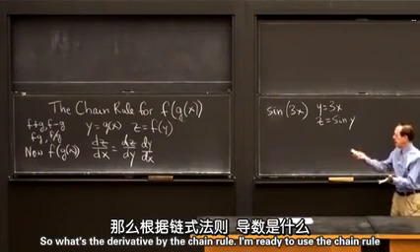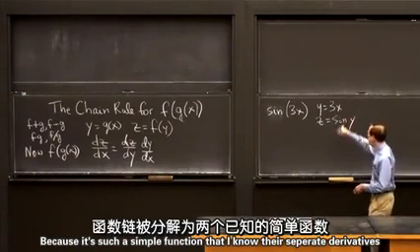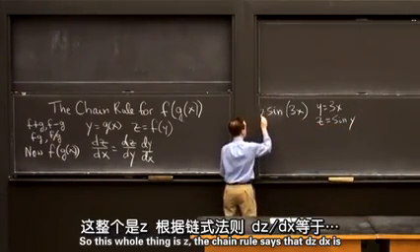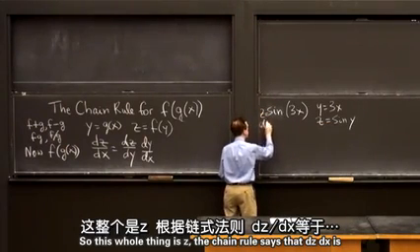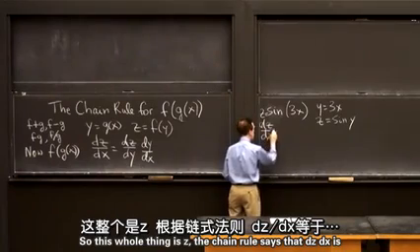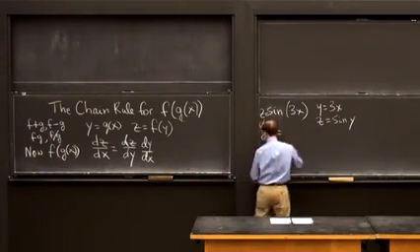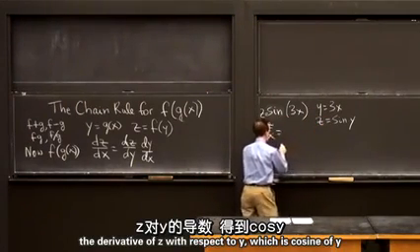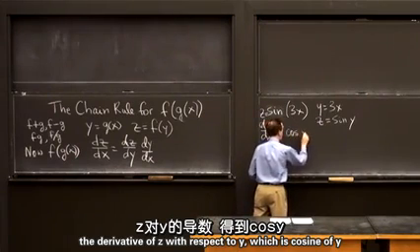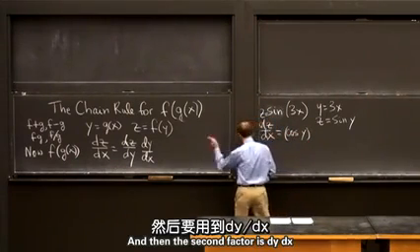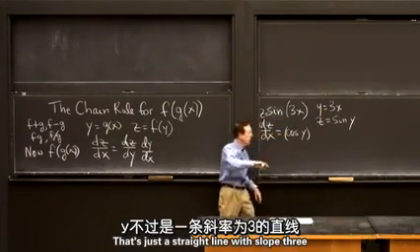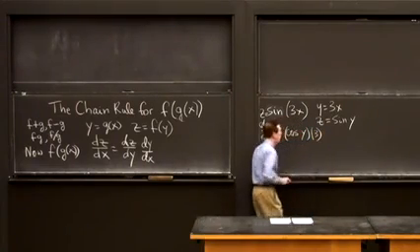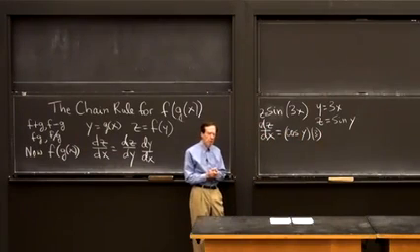So what's the derivative by the chain rule? I'm ready to use the chain rule because these are such simple functions. I know their separate derivatives. So if this whole thing is z, the chain rule says dz dx is, using this rule, I first need dz dy, the derivative of z with respect to y, which is cosine of y. And then the second factor is dy dx, and that's just a straight line with slope 3. So dy dx is 3.